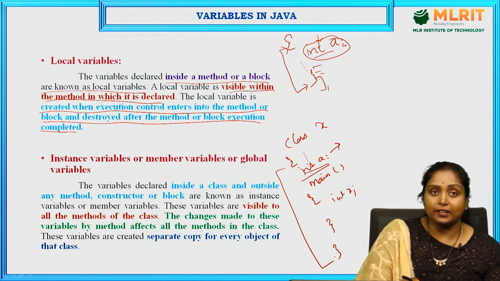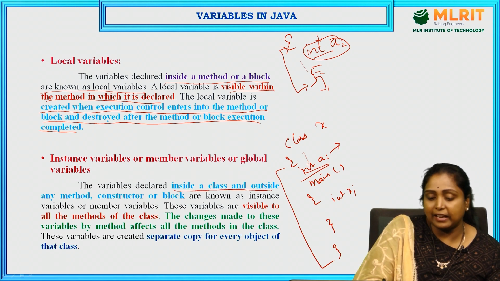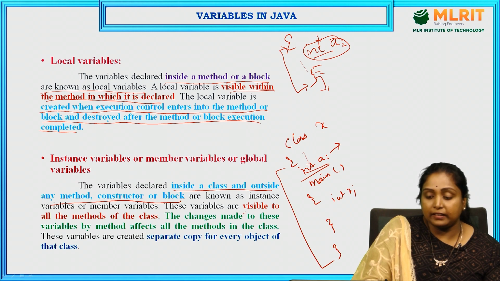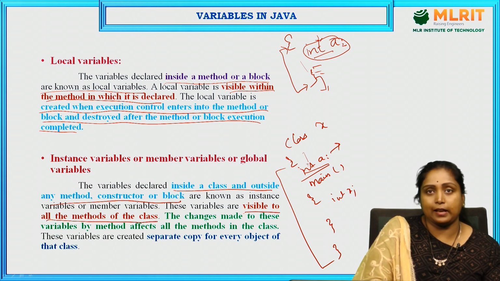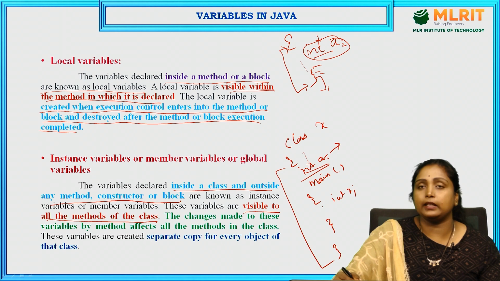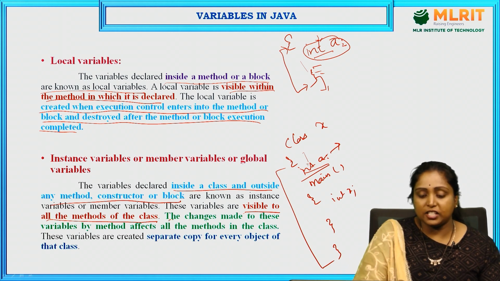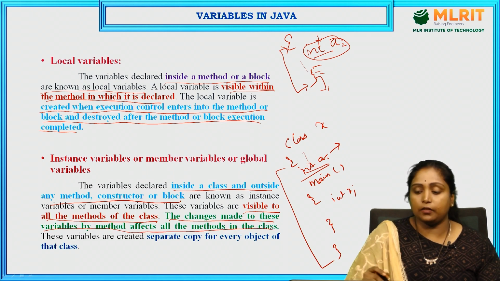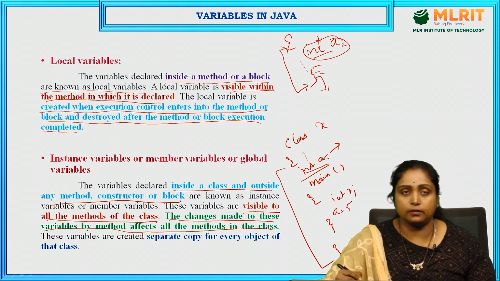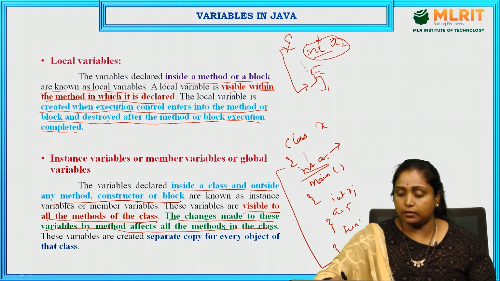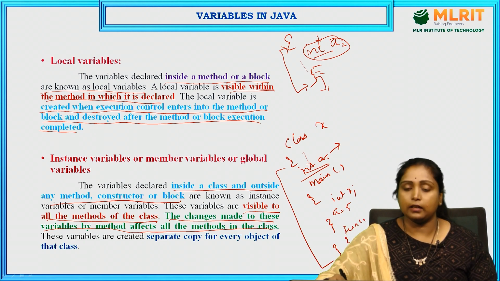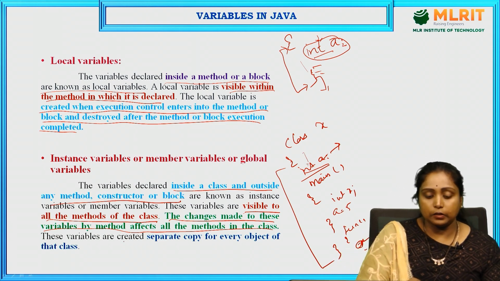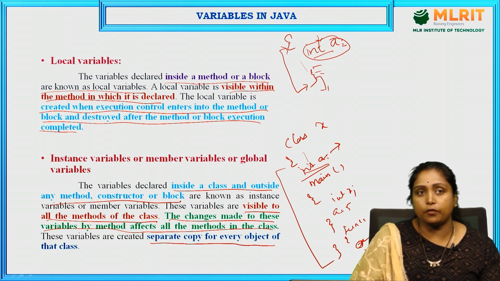Okay, so what is an instance variable? These variables are declared inside a class and outside any method, constructor or block. Okay, so these are visible to all the methods of the class. So you can use this A in every method. Okay, and the changes made to these variables by a method affect all the methods. If I am taking some A equals 5 here, and if I am using another function here, if I am using x here, the x value will change accordingly. Okay, so these variables create a separate copy for every object of that class.